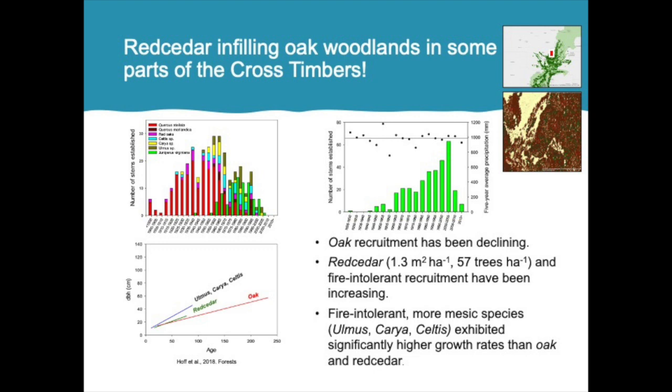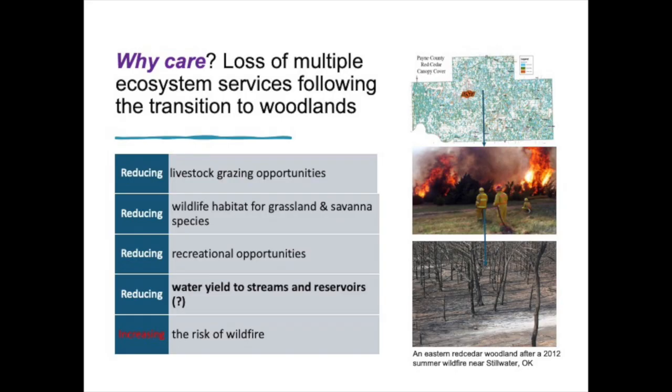mostly, there are a few species like Ulmus, Celtis, and Sapindus. They have greater growth rates than red cedar, and red cedars have greater growth rates than the oak. And with that, we are starting to get a really dense woodland.